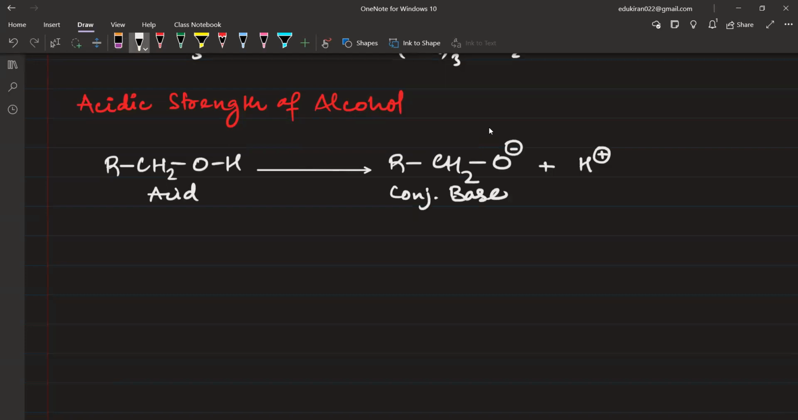Another thing, if you look at the conjugate base, it is having a negative charge. So obviously negatively charged species will not be stable.